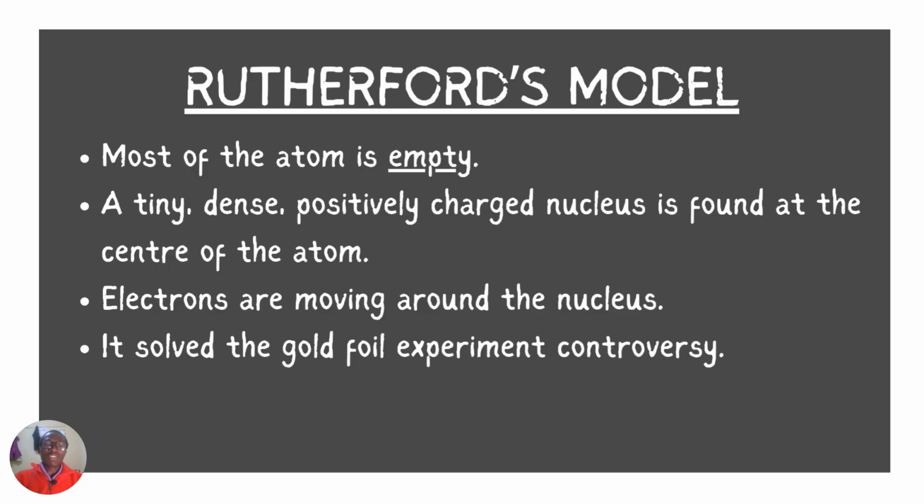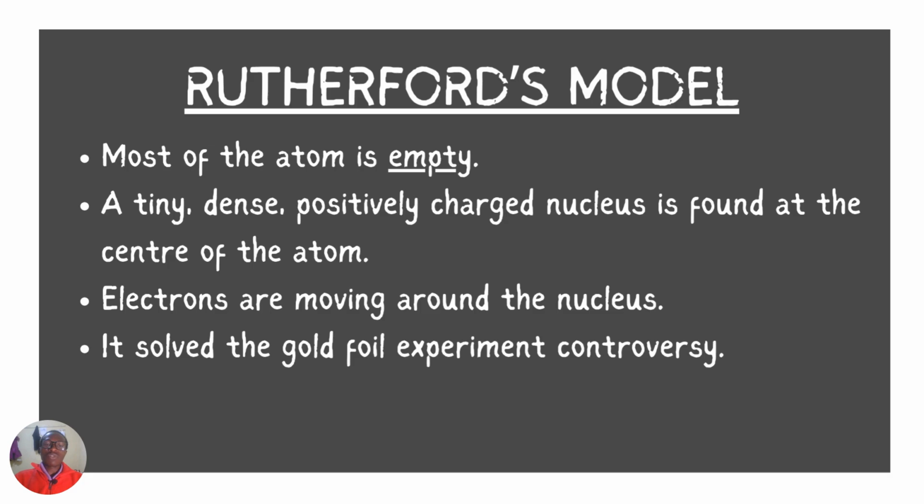So he said that most of the atom is empty. That is where all the alpha particles passed through. At the center is the nucleus that is positive and dense. It had a lot of mass because of the sharp deflection. And then electrons are moving around the nucleus.